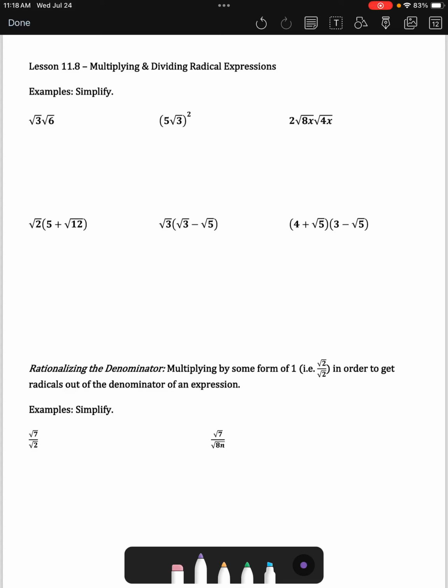Last lesson is multiplying and dividing radical expressions. I'm going to do it as one video, but you're going to get it in class as two separate lessons. The first is multiplication, and the second is division, because division is its own kind of quirky thing. So multiplication.